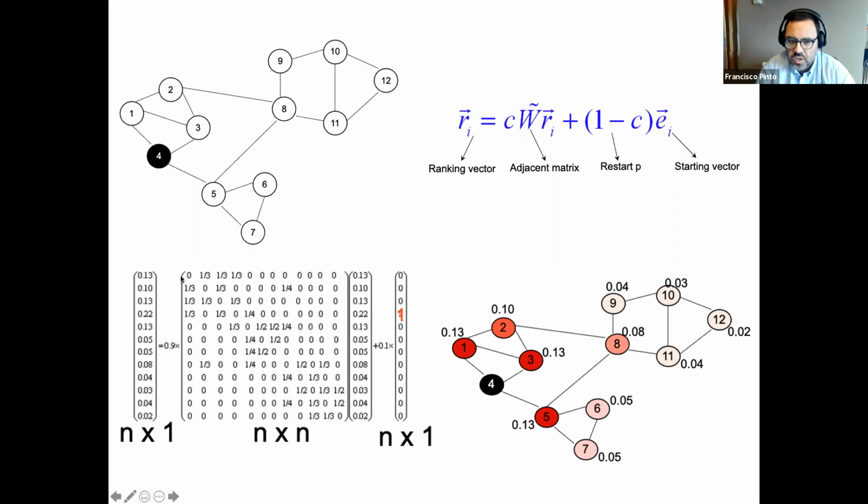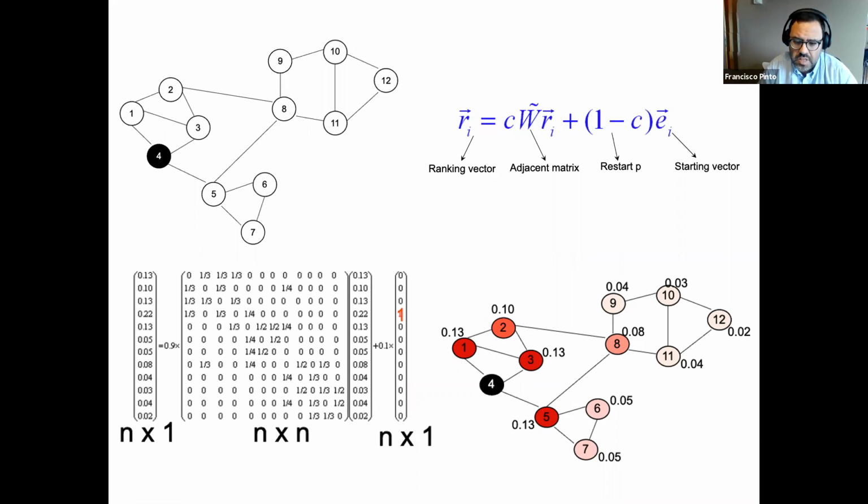So I'm saying that when I am at node 1, and I'm going to walk and not return to the restart position, I have 1/3 probability of visiting node 2, 1/3 probability of visiting node 3, and 1/3 probability of visiting node 4.